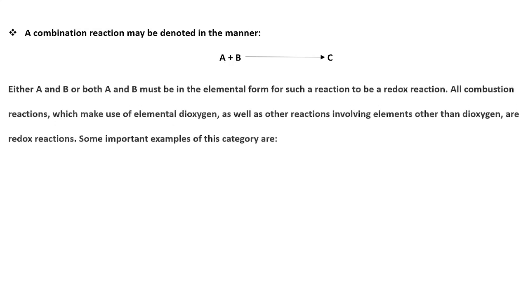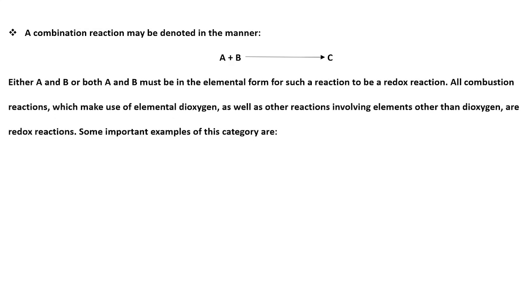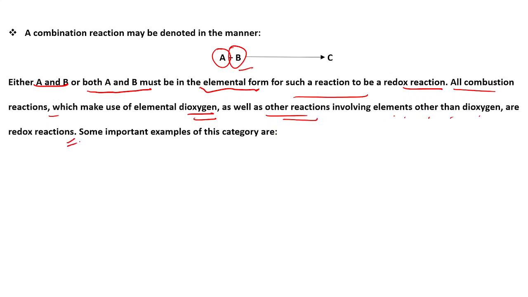Now what is a combination reaction? This one you have studied in class 10. A combination reaction can be denoted like this: A plus B, if it is forming a single compound, that is C, then that is known as a combination reaction. Here either A or B, or both, must be in elemental form for such a reaction to be a redox reaction. All the combustion reactions which make use of elemental dioxygen, as well as other reactions involving elements other than dioxygen, are redox reactions. Some important examples of this category are the ones you see here.